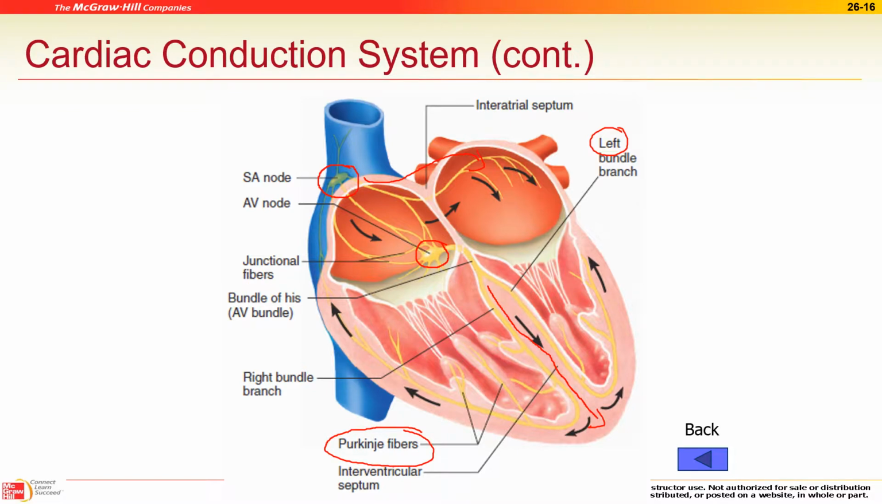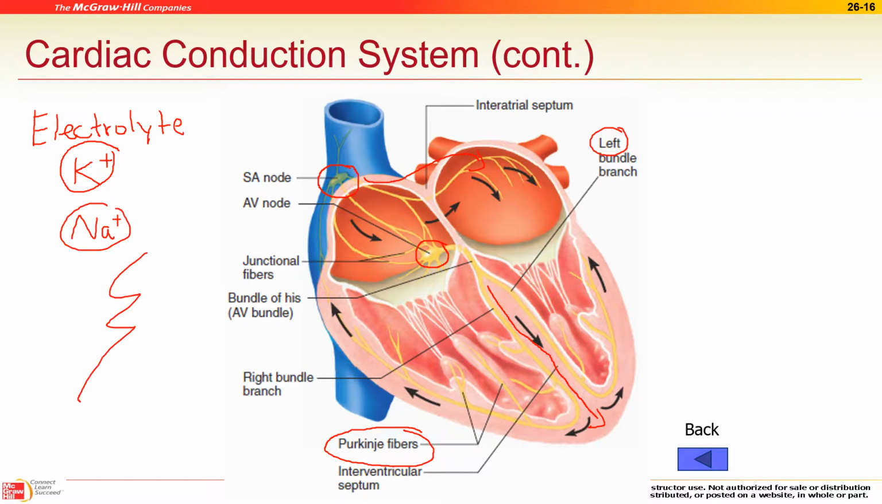How does your body create electricity? What's an electrolyte? Where can you get electrolytes? Gatorade, good. What electrolytes are in Gatorade? Potassium, sodium, right? So things with a charge on them, and if we move them around the body, what did we create? Electricity.